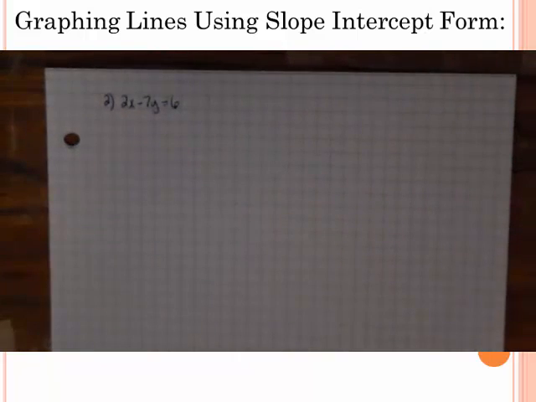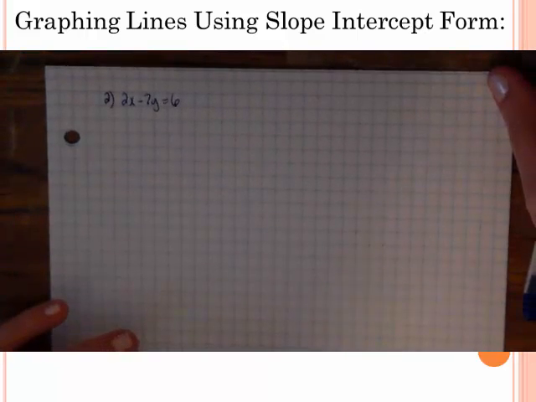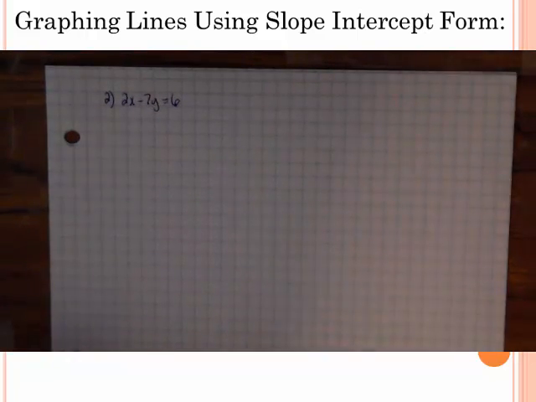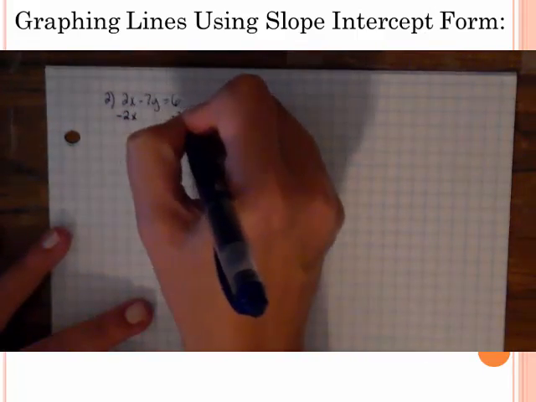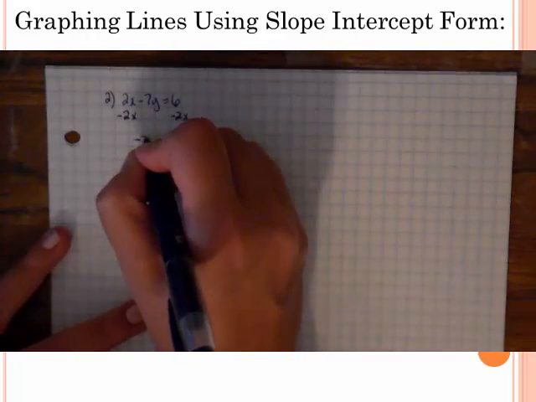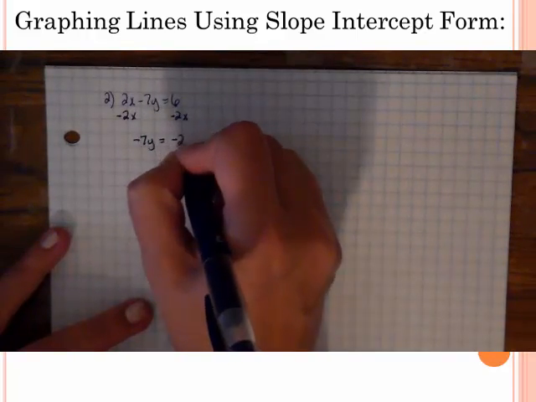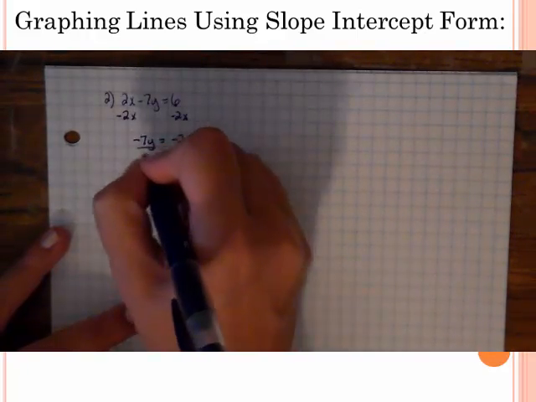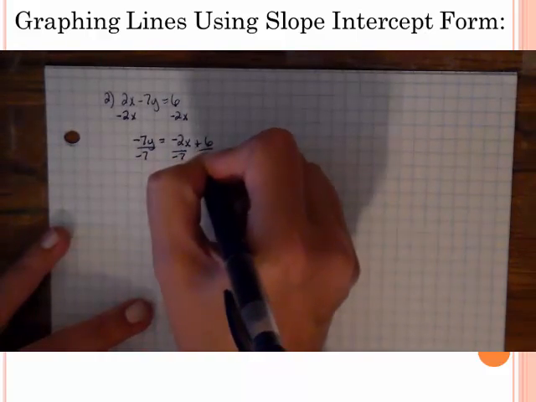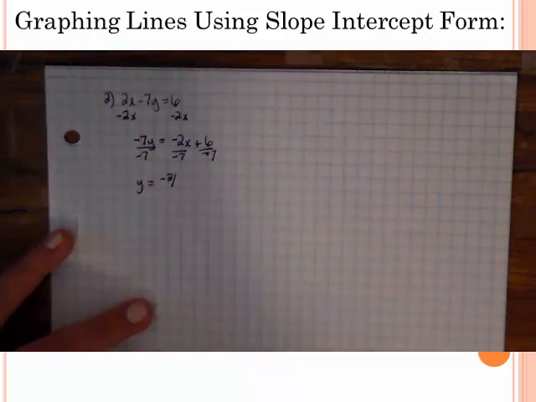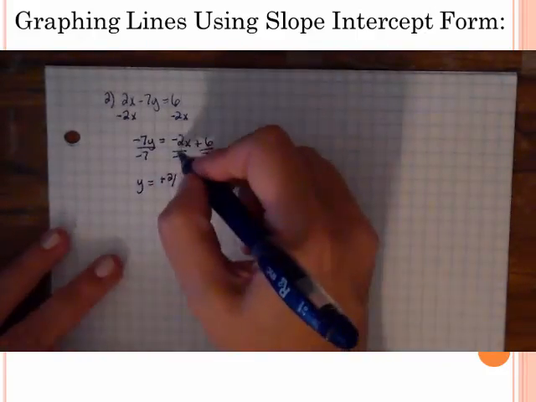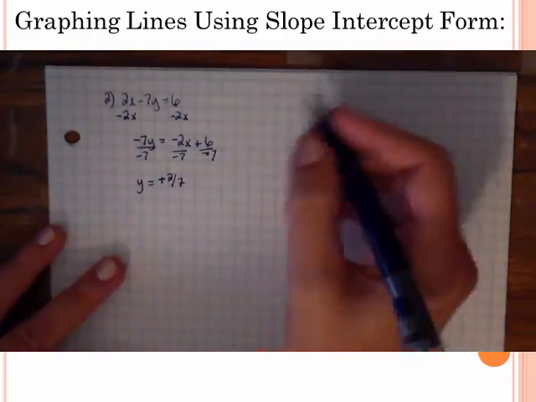Okay, this was the second example we had done using a table, and again, we had to do a lot of thinking to find whole numbers, and sometimes that's not always the easiest thing to do. So we can convert this into slope-intercept form as well. We subtract 2x from both sides, and so we get negative 7y is equal to negative 2x plus 6. We divide everything by negative 7, and we'll get y is equal to negative 2, positive. Negative over negative gives me a positive.